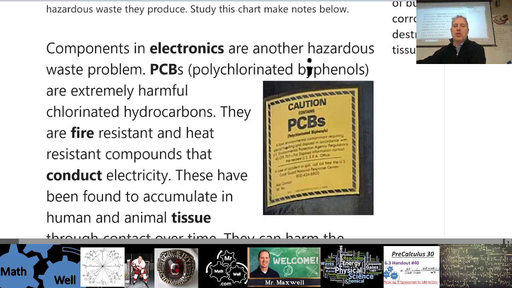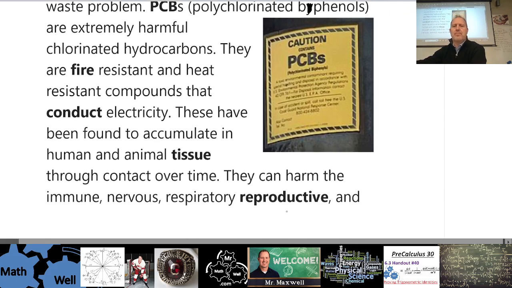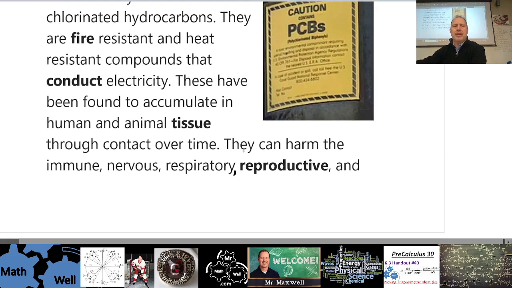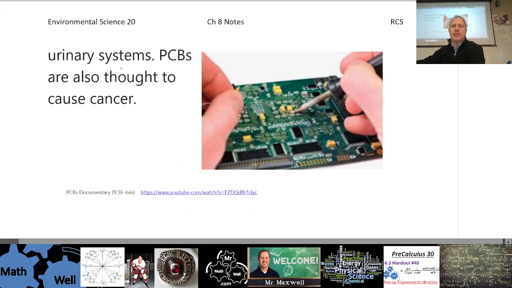These have been found to accumulate in human and animal tissue through contact over time. They can harm the immune system, the nervous system, the respiratory system, and the reproductive system, as well as the urinary systems. PCBs are also thought to cause cancer.